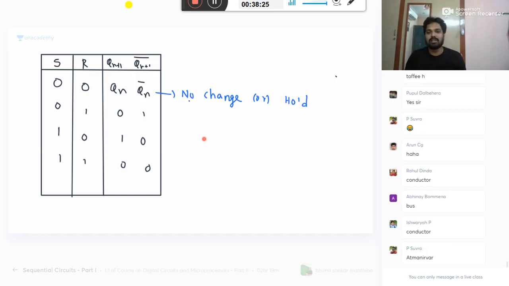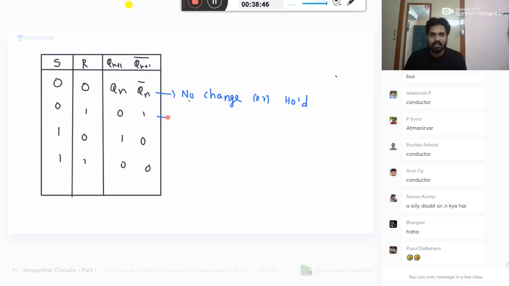Okay, so no change here is not that change. Here it will not change. It will be in the previous value. So no change, or hold, or latch condition you can say. That's why it is called latch. You understand now why it is called latch? Because it is holding the data.